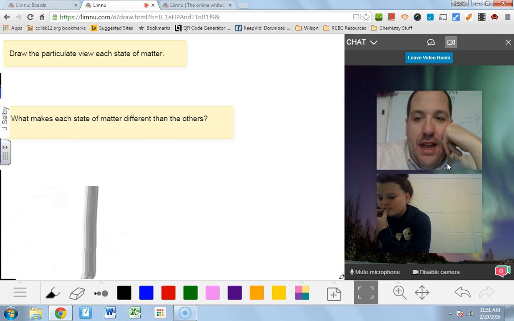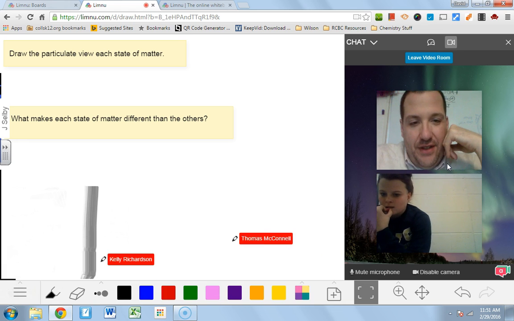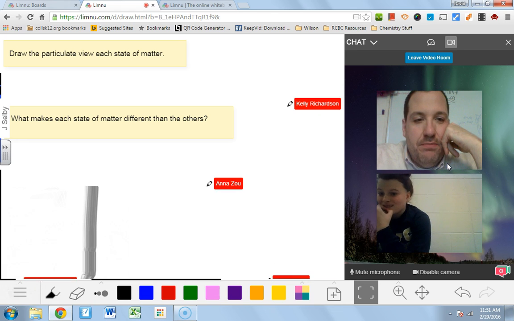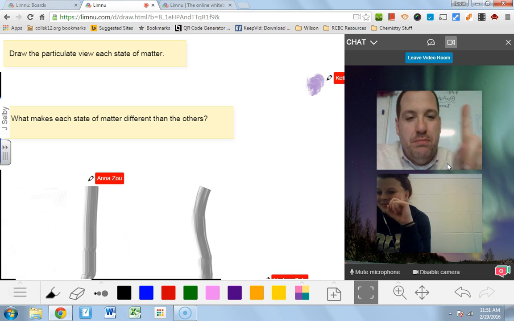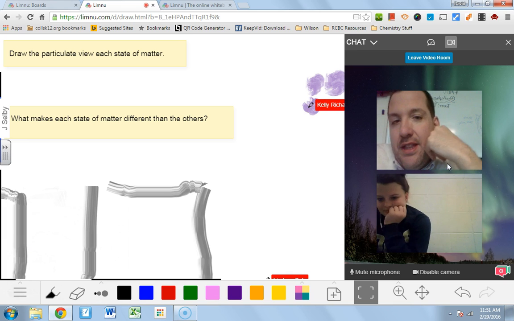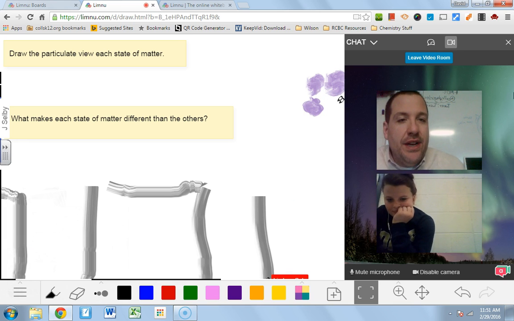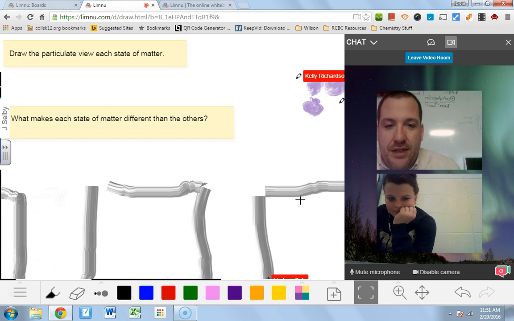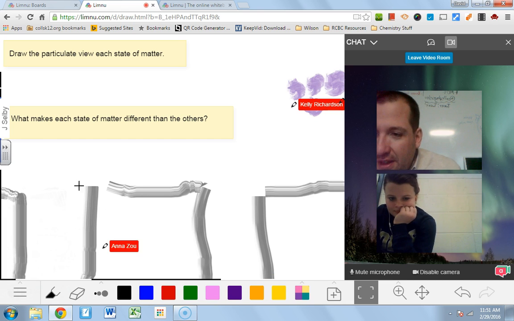Okay, I can say, Savannah, try this, try that. And Savannah's going to stick up one finger. She's going to point, see, because she can hear me. So this is the power of Limnu. I think that this is really neat. Oh, Kelly's figured out how to do some stuff here. Okay. Oh, Anna has done this.